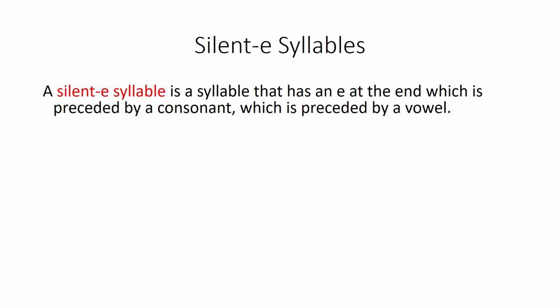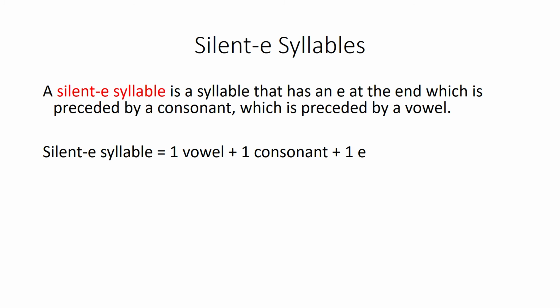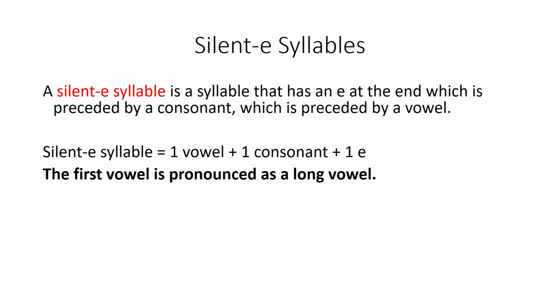Silent E syllables. A silent E syllable is a syllable that has an E at the end, which is preceded by a consonant, which is preceded by a vowel. Or to make it simpler, a silent E syllable is one vowel followed by one consonant followed by one E. The first vowel in this syllable is pronounced as a long vowel. Here are some examples.